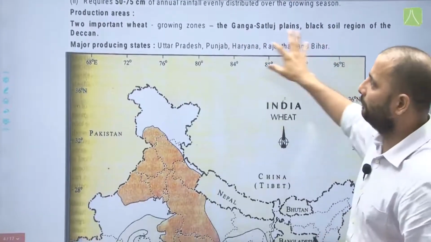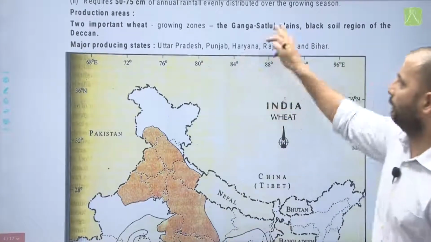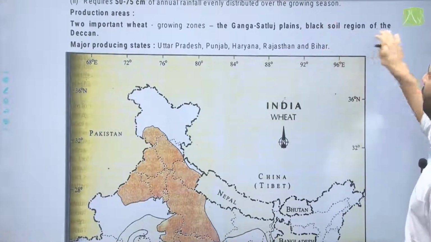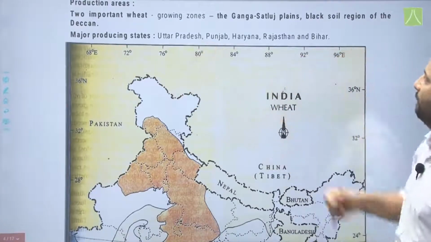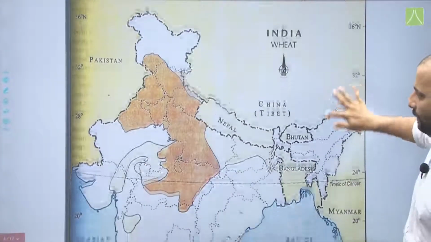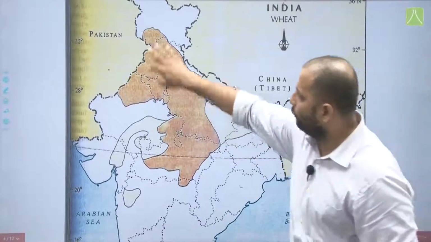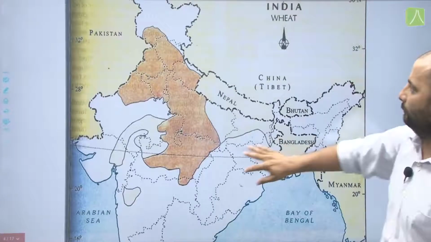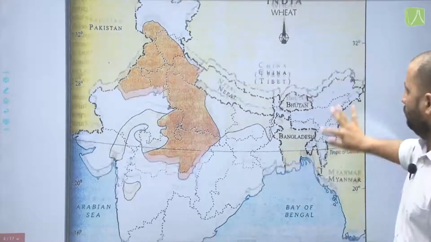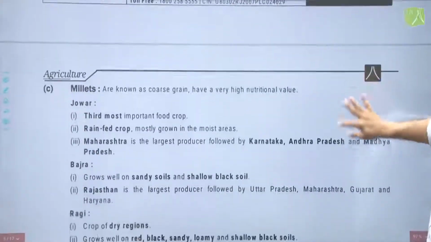Now production areas: two important wheat growing belts or zones, the Ganga-Satluj plain and the black soil region of the Deccan. The most producing states are Uttar Pradesh, Punjab, Haryana, Rajasthan and Bihar. Now these are the major wheat producing areas of the country. Okay, you can see it. Moving on to the next crop, that is millets.